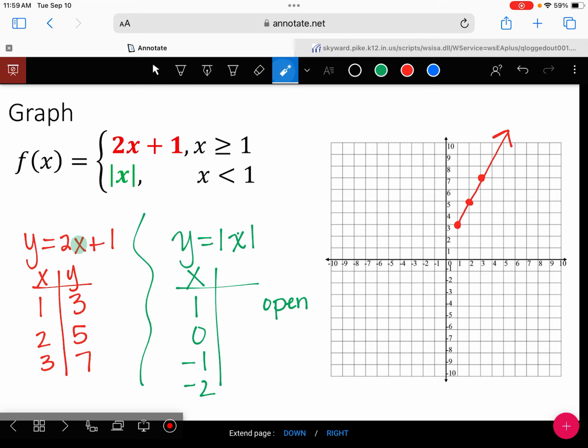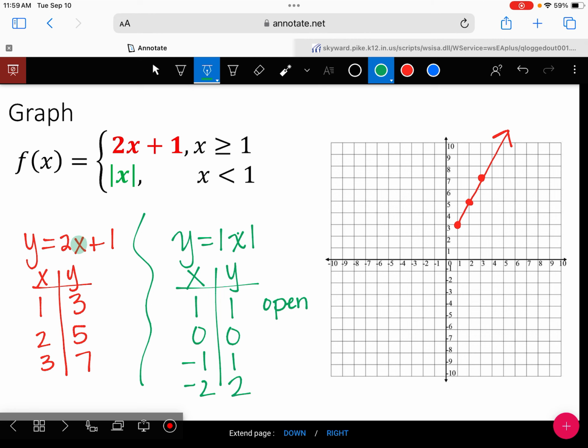So what is the absolute value of these 4 numbers? The absolute value, because that's what it says. It says take the absolute value of the input. So what's the absolute value of 1, 0, -1, and -2? So the absolute value of 1 is 1. The absolute value of 0 is 0. What about the absolute value of -1? And the absolute value of -2?